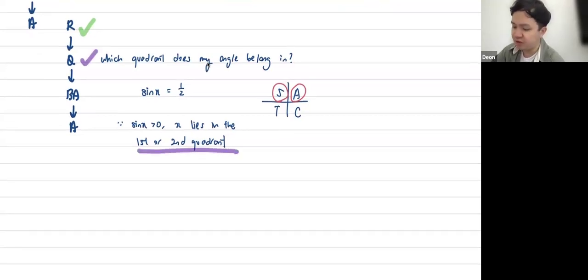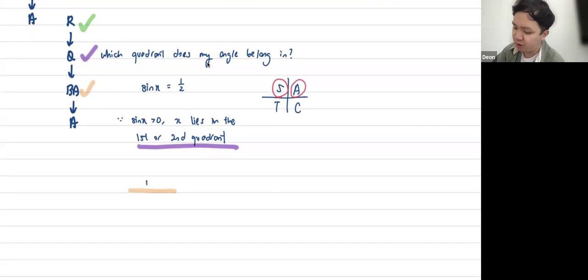Let's move on a bit because I believe you're all quite familiar with this. For the basic angle, we want to find the basic angle by finding the inverse of whatever fraction it is, but the positive number. So basic angle equals sine inverse of half, which is 30.